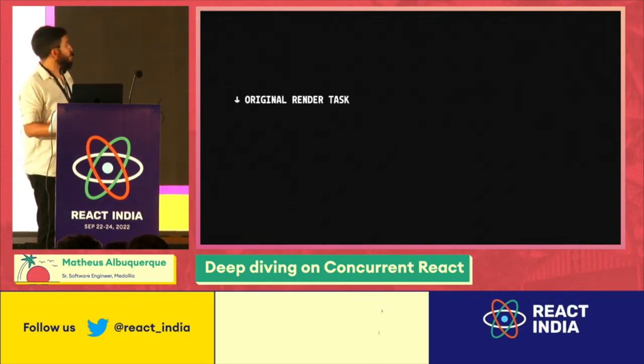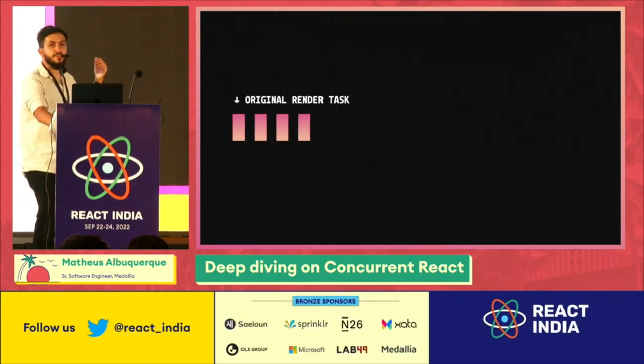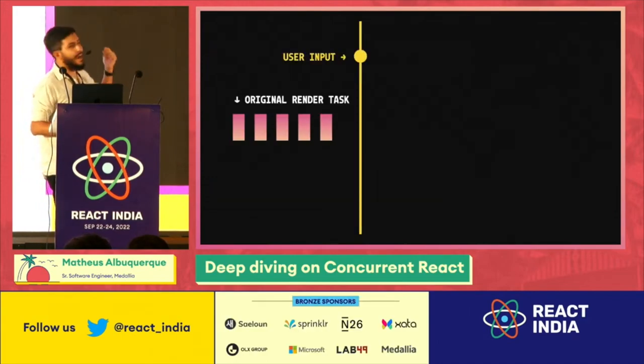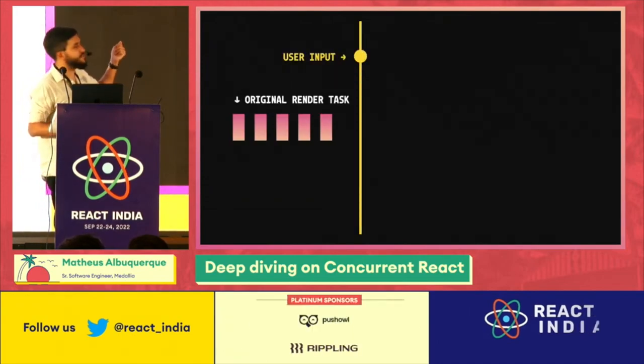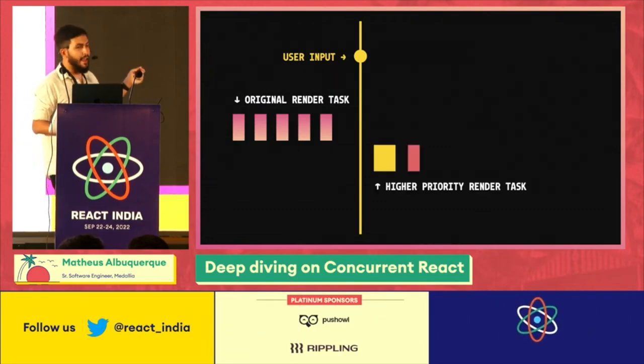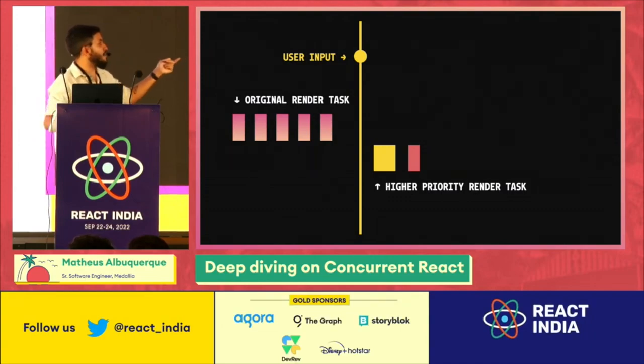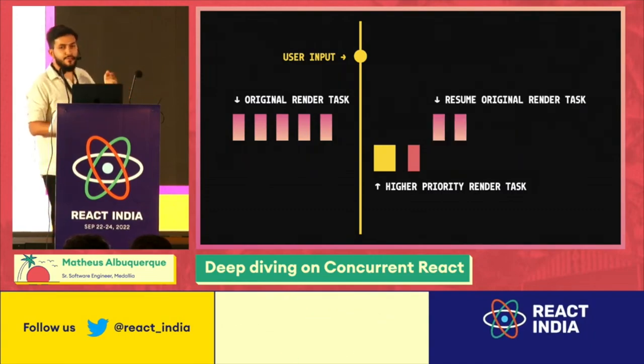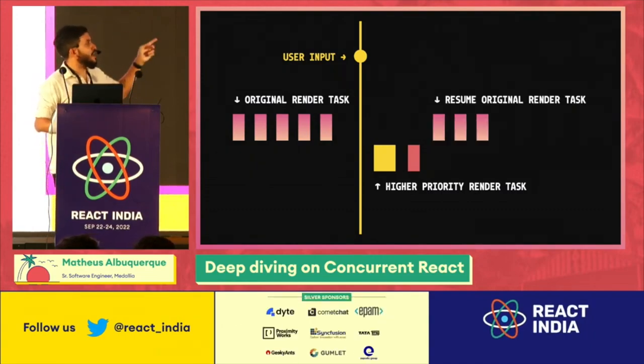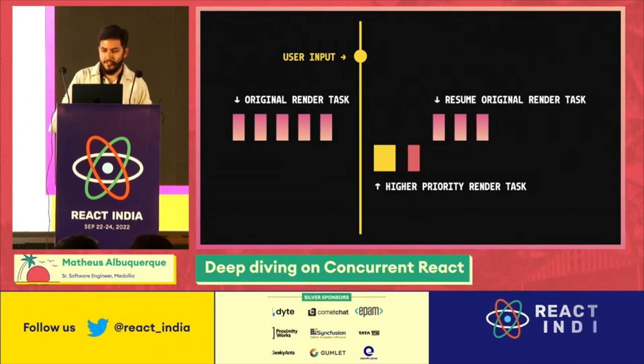So to visualize, it's like that. We had the original render task, then I started typing, so that was my user input. And the browser has to render in the input field what I'm typing. So that was the higher priority thing. And then after I stop typing, React can resume the original render task.